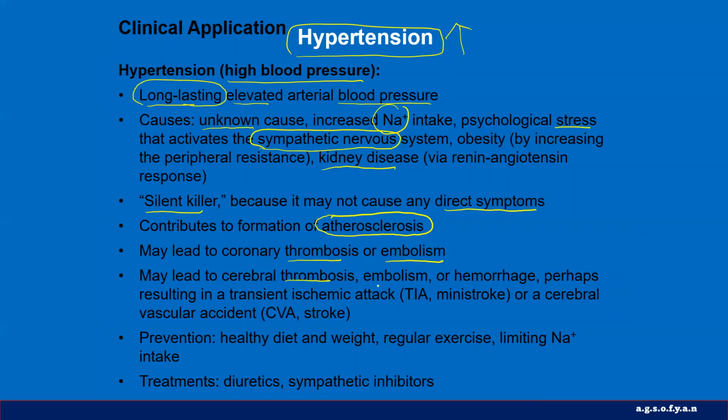Cerebral thrombosis, embolism, and hemorrhage can also be caused by this hypertension. Prevention: healthy diet and weight control, regular exercise, limiting sodium intake. Some treatments include diuretic treatment and sympathetic inhibitors.